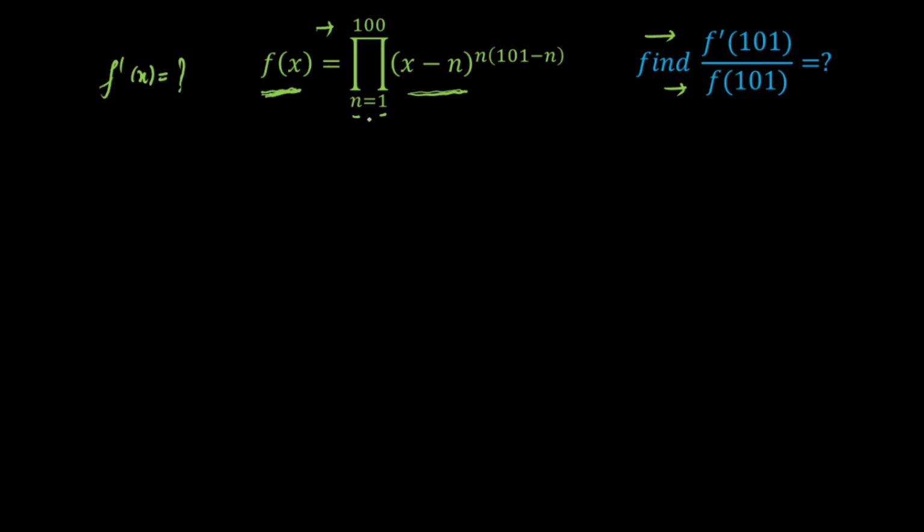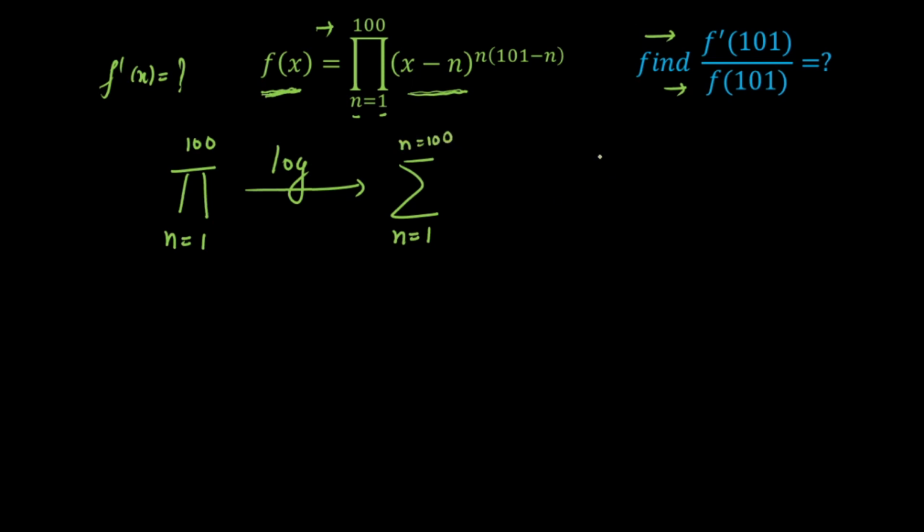So if we convert the product into a sum, it will be a little easier because we don't have to differentiate 100 times. In order to convert a product into a summation, we usually take log on both sides. If we take log, the product will be converted into a sum, and the lower index will remain n equal to 1 to 100.